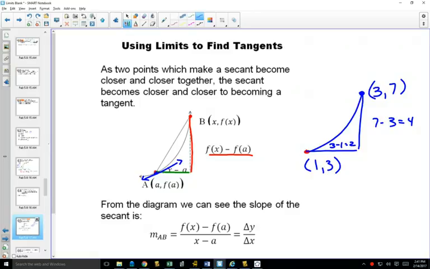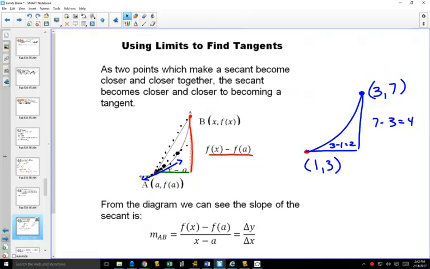But if I could bring this second point, like right now, can you see that this secant line that goes through here, that slope isn't a very good estimate for the slope of that blue line? They're not really close. But if I had chosen my B point here, that slope would be better. And if I chose my B point closer, that slope would be even better. And as I move that B point closer and closer, can you see that my secant line gets closer and closer to my tangent line?